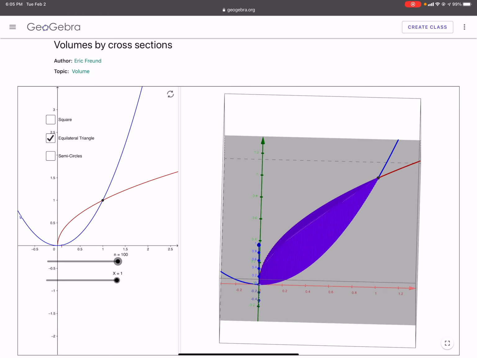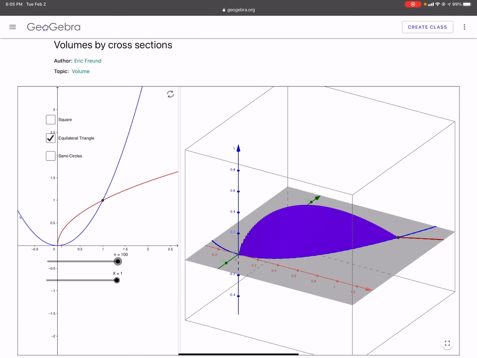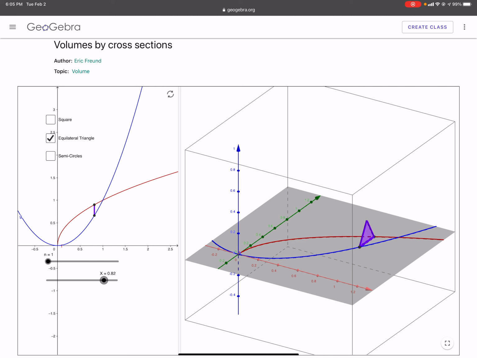That's the idea of cross sections. Now, what we're going to do is find the volume of each shape. As we said before, the volume of a shape is the area of the face times the thickness, and the thickness will either be dx or dy in all of these. So that's what's going on with these.